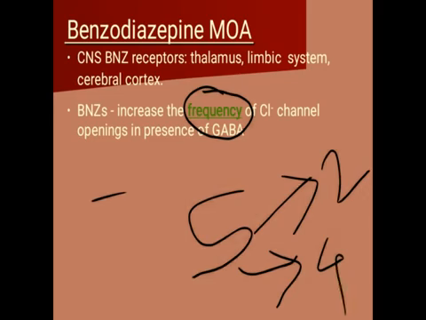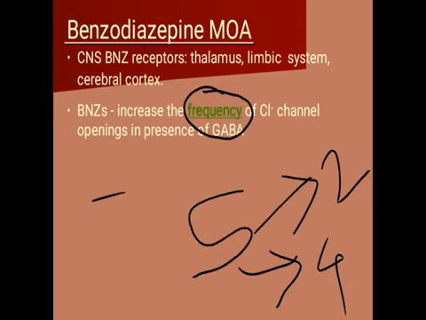So due to the increase in the frequency of channel opening, what happens? More amount of Cl minus can enter into the cell.